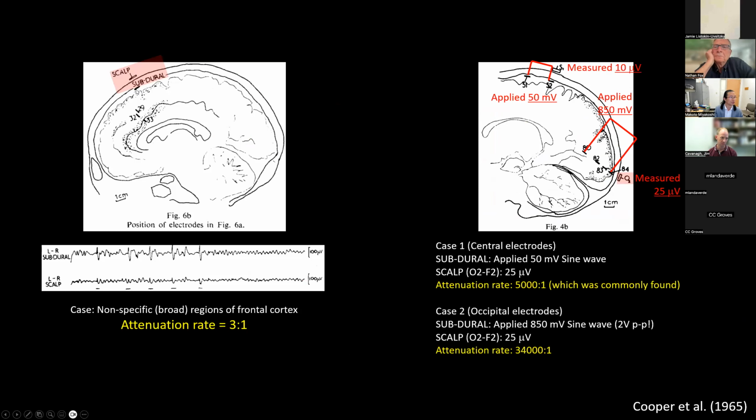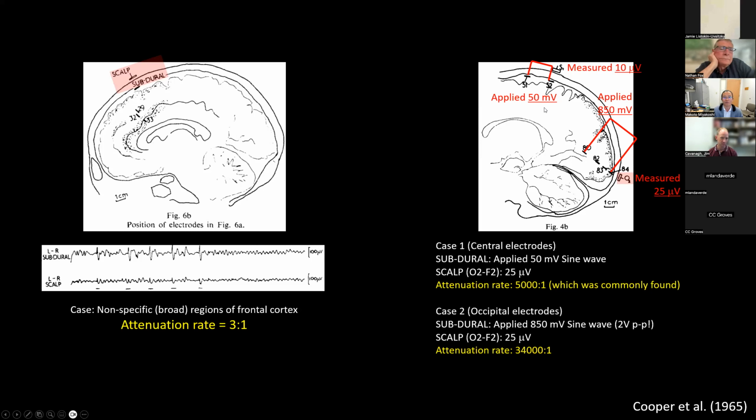This is a subdural electrode, and this is a scalp electrode. And when the subdural shows this activity, the scalp is pretty much silent. And of course, the question is, why are they not showing a good correlation? And this is a very extreme example.